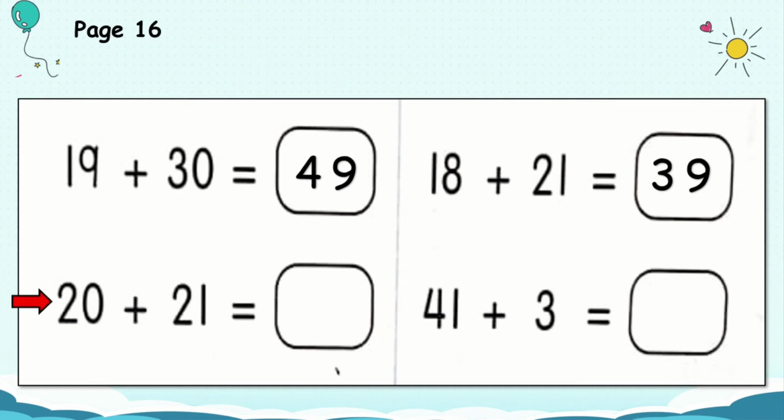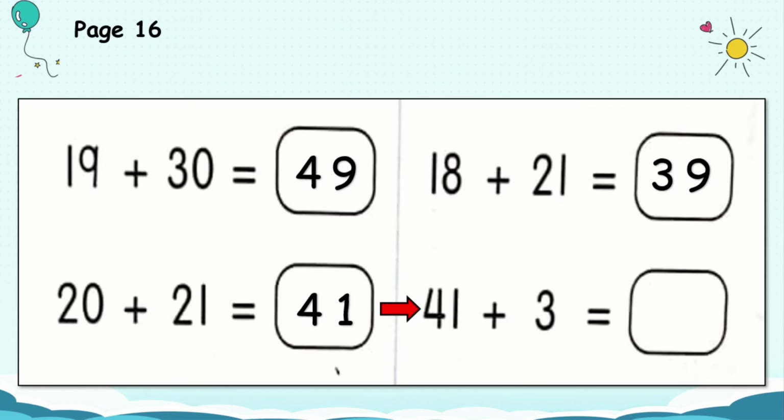Very good. Now, 20 plus 21. Let's start with the ones. 0 plus 1. 0 plus 1 is equals to 1. How about 2 plus 2? Yes, 2 plus 2 is 4. Very good. So 20 plus 21 is equals to 41.